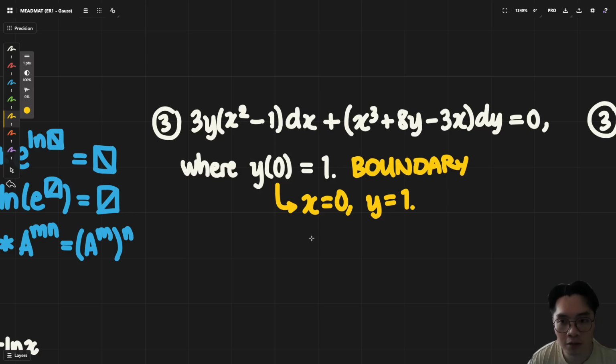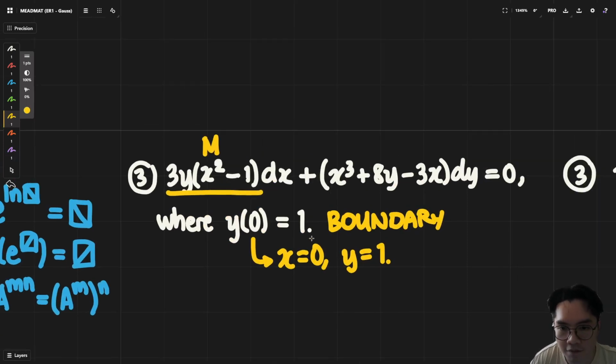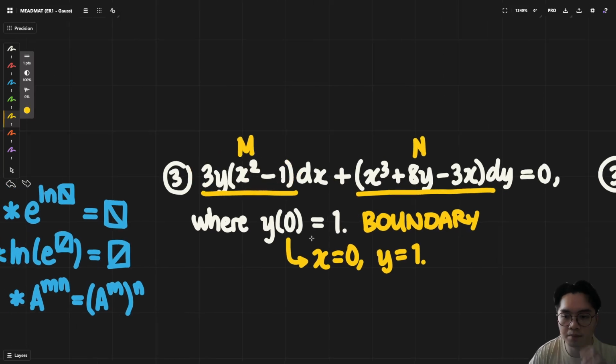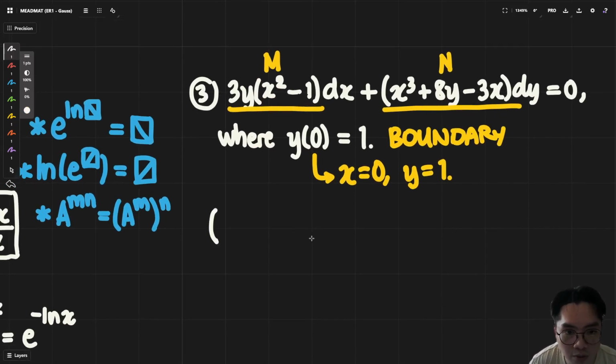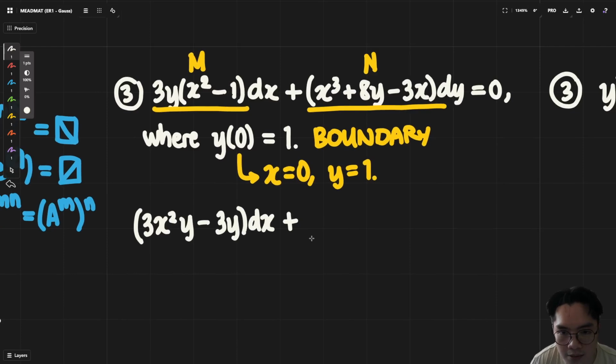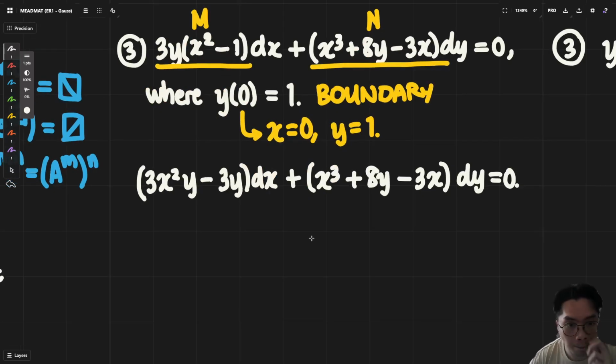Now, just to make this very clear, this is our value of m, and this is our value of n, right? At this point, these two are still not completely expanded. So let's try and expand that now. I'll just rewrite this as 3x squared y minus 3y dx plus, right? And that's good. There's a plus in there because if there were no pluses in there, then this is wrong. This is not a good enough candidate for exact equations.